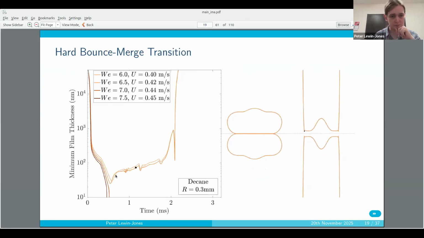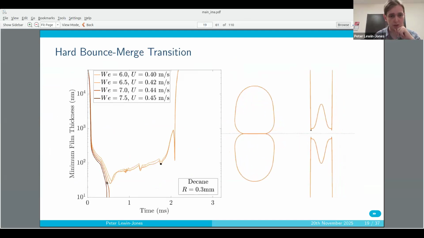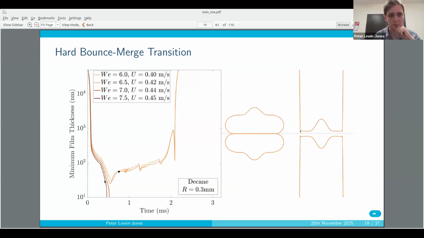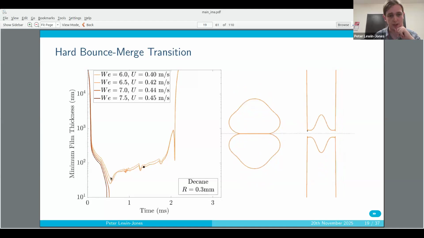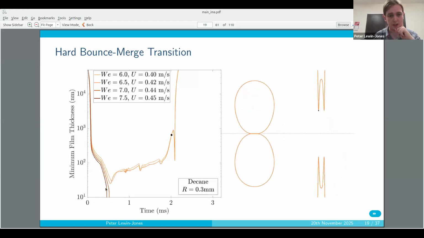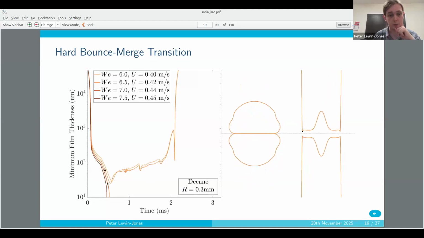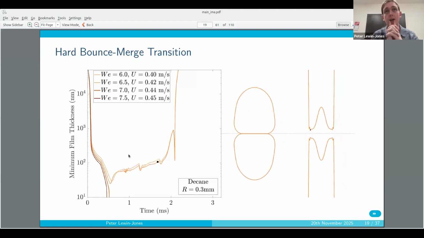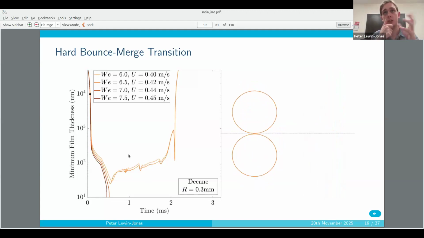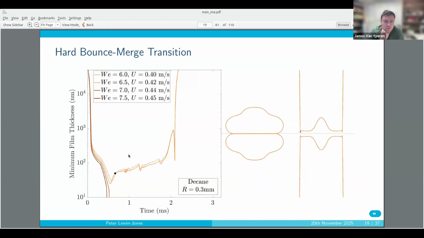So here I've done 4 simulations at different speeds, like 0.42, 0.42, 0.44. And all I'm saying is these ones bounce and these 2 merge, and I'll just report the critical speed as a value in between them. And then there's an error bar around it as well. In the paper, we report the size of these errors as well, but for the presentation, I didn't include that.